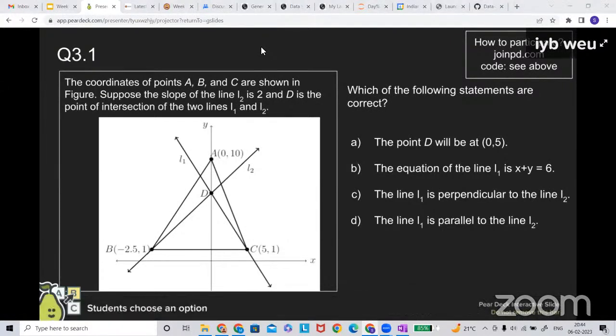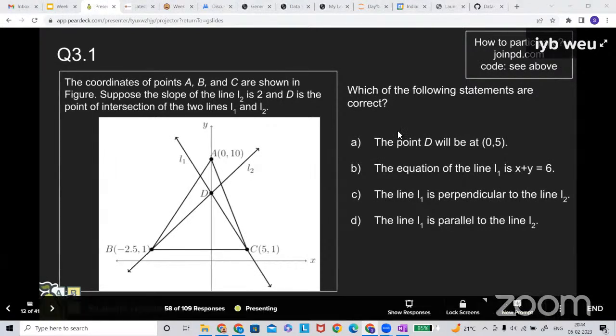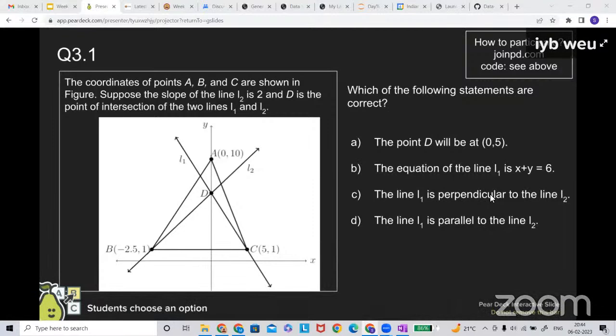Yeah, give more minutes, that's the thing. I need to give not only 5 minutes, extra is needed, because the options are totally different. The 4 options ask for different things: point D, equation of the line, parallel and perpendicular lines. Need to check here. Sir, it's all by option checking, yeah?